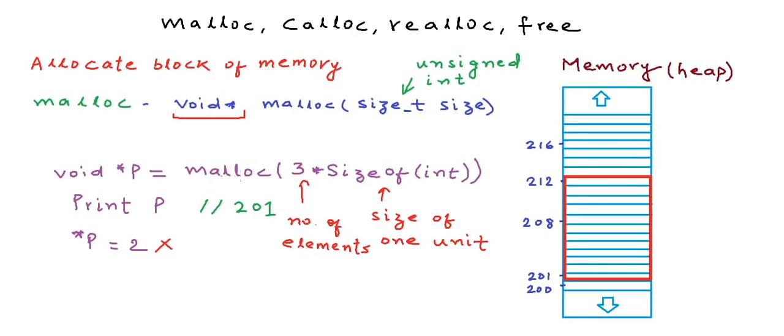Because malloc itself is a generic function to allocate some number of bytes in memory in the heap, it does not care whether you are allocating this memory to store a character or an integer or any other data type. It simply returns a void pointer to the starting address. To be able to use this block of memory, we first need to typecast this void pointer into a pointer of some data type. So here we will write something like int star p.